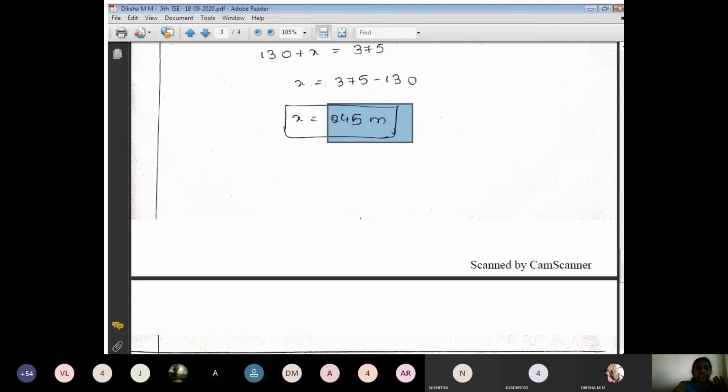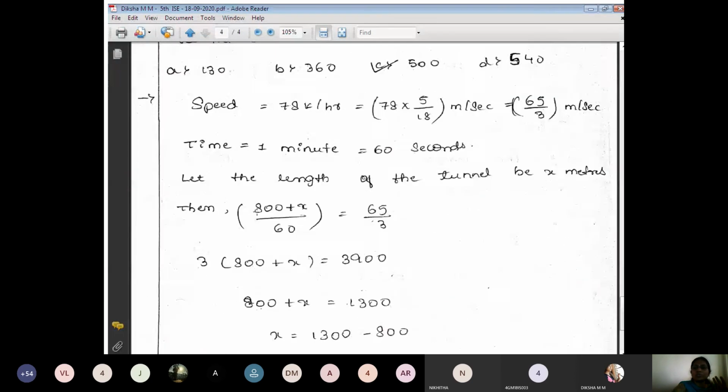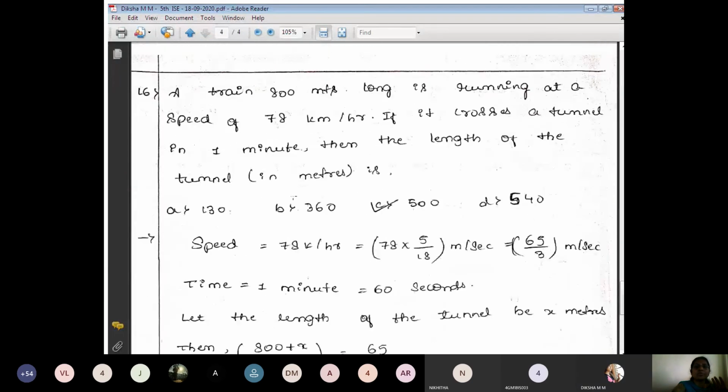Okay, so Diksha, one more problem is there, no? Is this the last problem? Yes, it is the last problem. I will ask somebody to explain this. Same type of problem or a change here? Same, ma'am. Last problem.